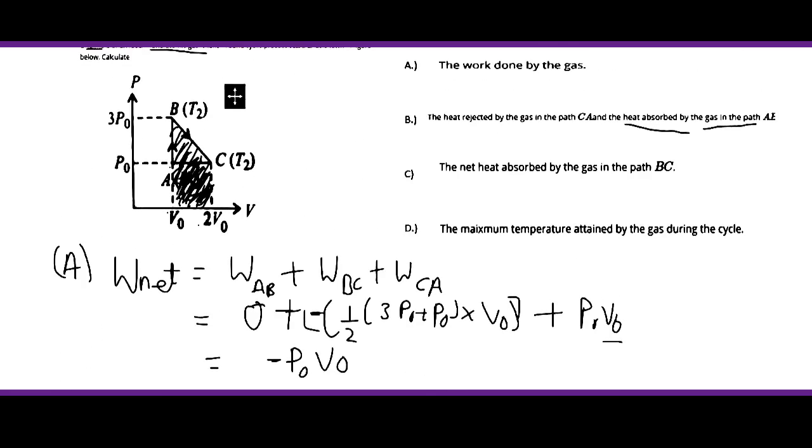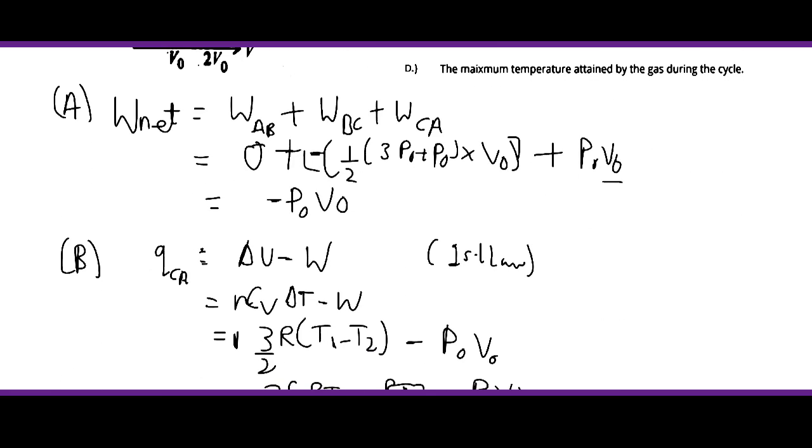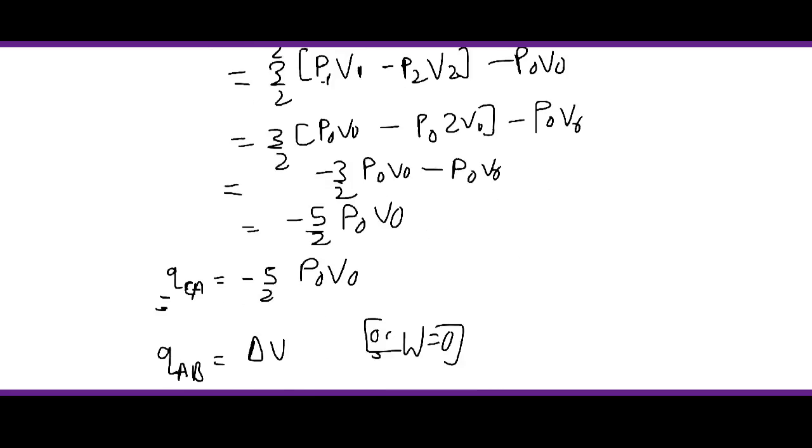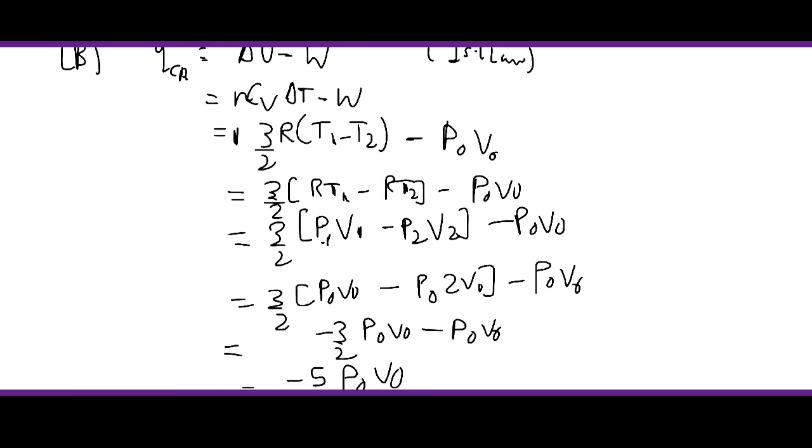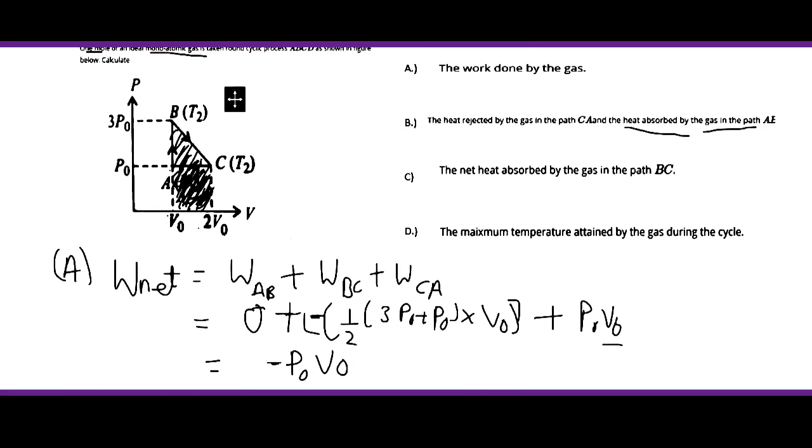Now moving to the last part of the question, the maximum temperature attained by the gas during the cycle. Firstly we need to find the relation between the given temperatures in this graph, that is T1 and T2. Whichever is greater, either T1 or T2, will be the maximum temperature attained by the gas during the cycle. If you see the path AB, it's an isochoric path because it is happening at constant volume.